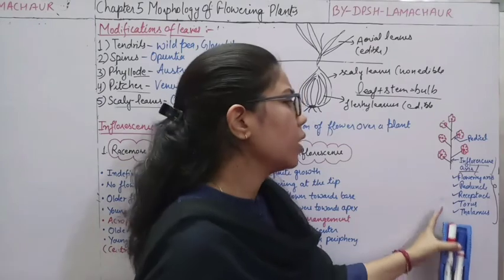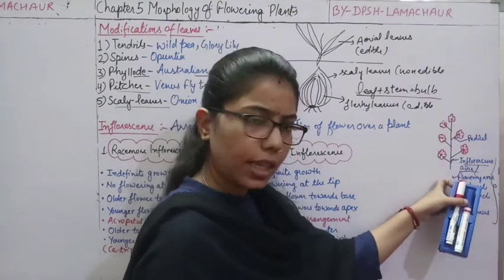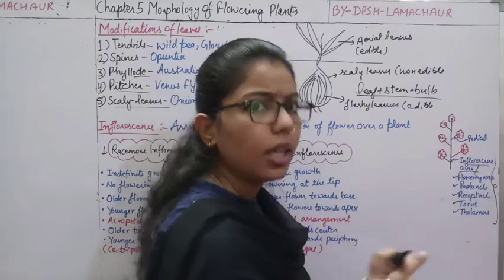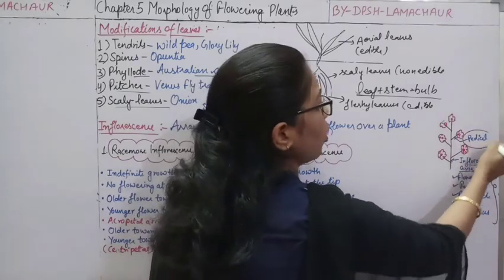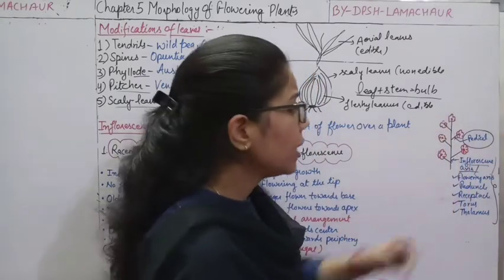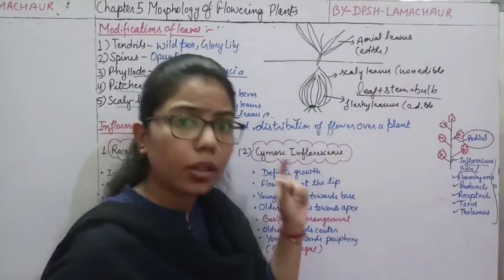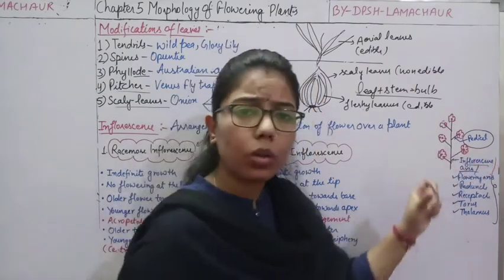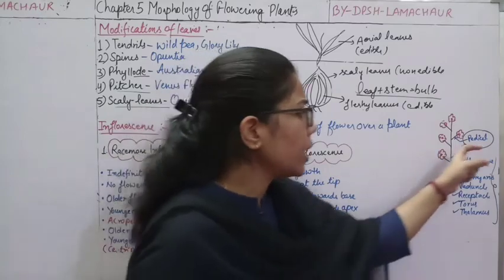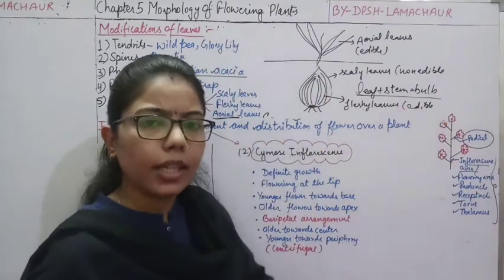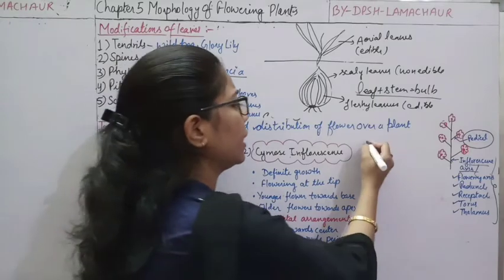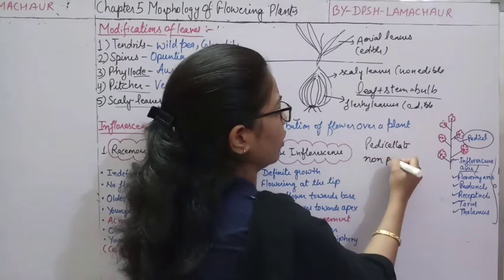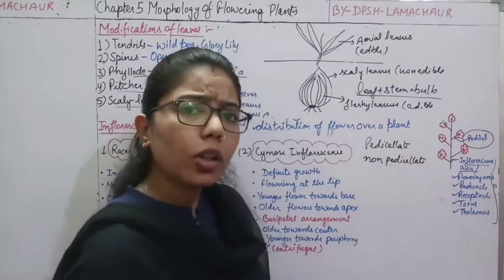These are the synonyms. Mostly what we use here is the inflorescence axis, and these flowers are attached with some stalk, and this stalk is known as pedicel. This pedicel is just like the petiole, because leaves are also attached with a stalk which is known as petiole, and flowers are attached with a stalk which is known as pedicel. On the basis of this, we have classified flowers into two parts: pedicellate flower and non-pedicellate flower.